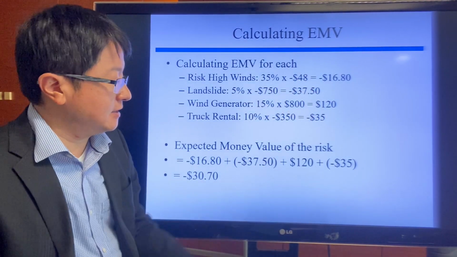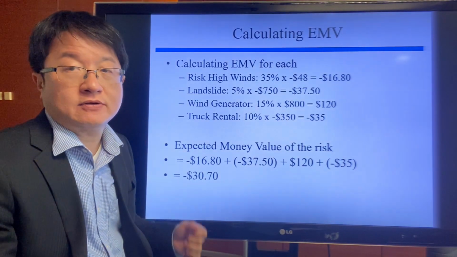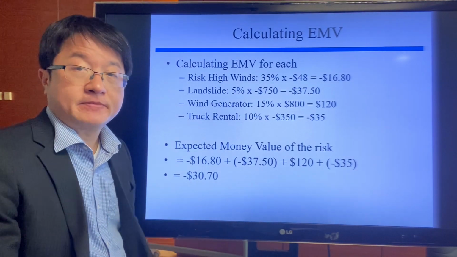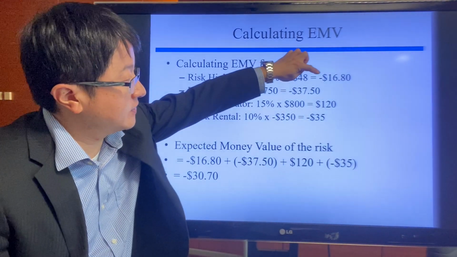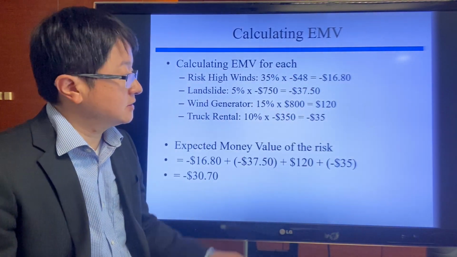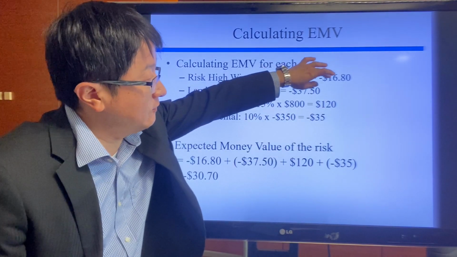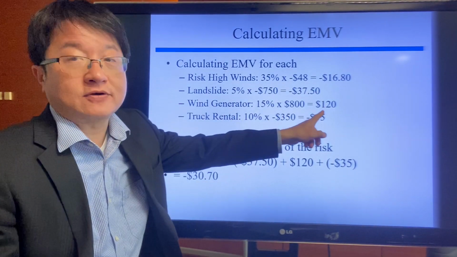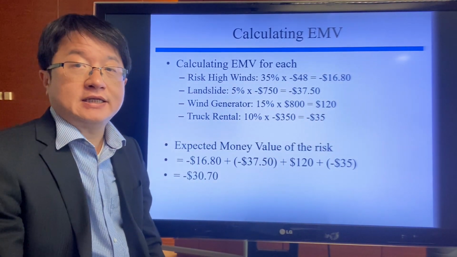So when we add them together, we will be exposed to a risk of negative $30.7. So in other words, the expected loss in this project is this value. But it doesn't mean that it's confined to this value. The worst case is you add up this loss: 16.8, 37.5, and $25. This will be the total risk. And the best case is that risk number 1, 2, and 4 don't occur, but risk number 3 occurs. Then congratulations, you will earn 120,000 in this project.